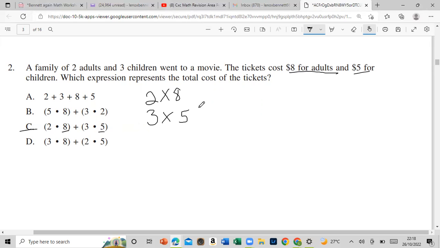So basically, if you had asked for the total money, it would be 2 times 8, that's $16, and 3 times 5. So 5 and 6, 11, and 3, 2 and 1, 3. So it's $31 in total. However, they did not ask that. They just want an expression for it. So that will be the expression 2 times 8 plus 3 times 5.